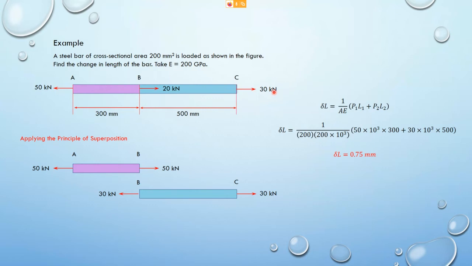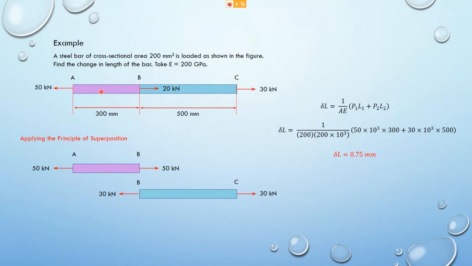Now you check, what are the total forces? The total towards the left is 50. And what about towards the right? You take 20 plus 30. How much do you have? 50 towards the right, 50 towards the left. So we can use the principle of superposition because this bar is under equilibrium, in a state of balance. Then when you apply the principle of superposition, split the bar into two parts.